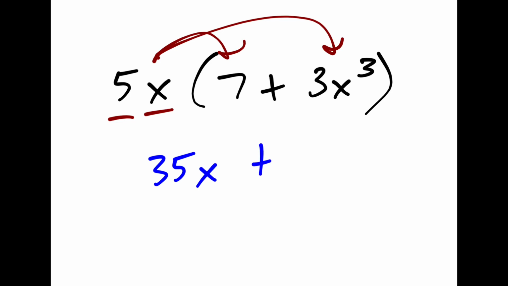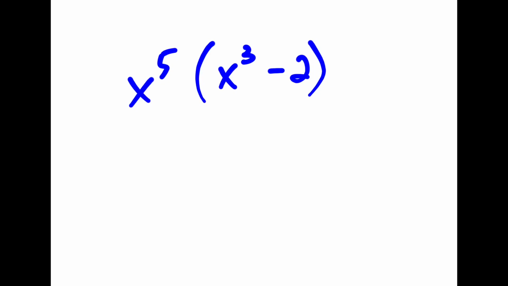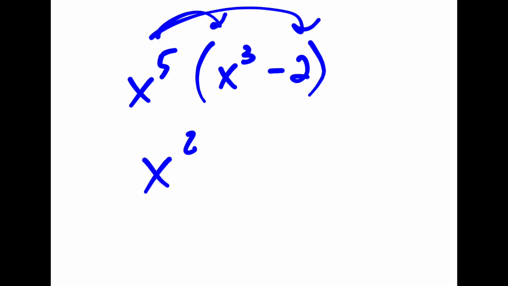For the next part, we take 5 times 3 is 15, and keep in mind that this is like x to the first. So when I combine these, it's like saying x to the first times x to the third, which becomes x to the fourth, because you just add the exponents. One more example, if I was to distribute this x to the fifth, this would become x to the eighth minus 2x to the fifth.